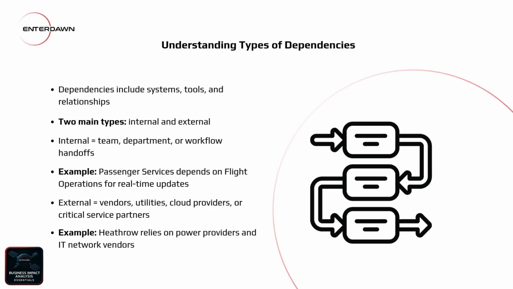Internal dependencies are connections between teams, departments, or internal workflows. For example, passenger services at Heathrow may rely on the flight operations team to provide updated departure times. If one team is delayed, the entire process stalls. External dependencies involve outside entities, vendors, service providers, partners, or utilities. These might include power providers or IT network vendors. If their operations are disrupted, your process could be too.